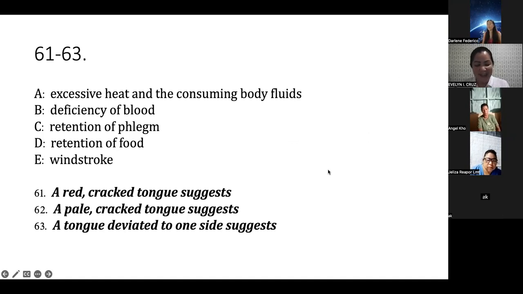Number 61. A red cracked tongue suggests excessive heat and consuming body fluids. And then, okay, 62, a pale cracked tongue suggests deficiency of blood. And then 63, a tongue deviated to one side suggests windstroke po, Doc. Okay, very good.